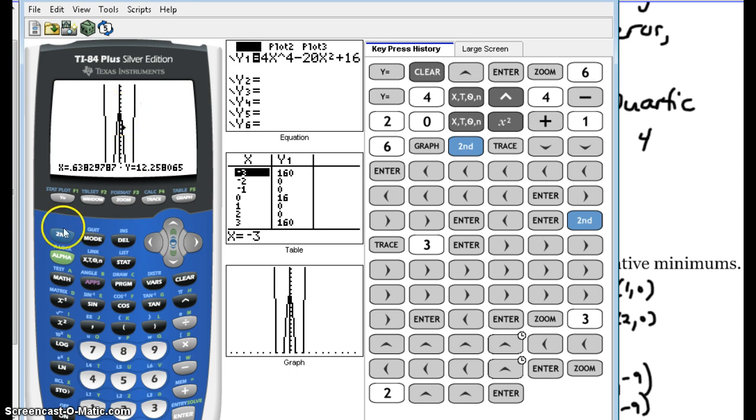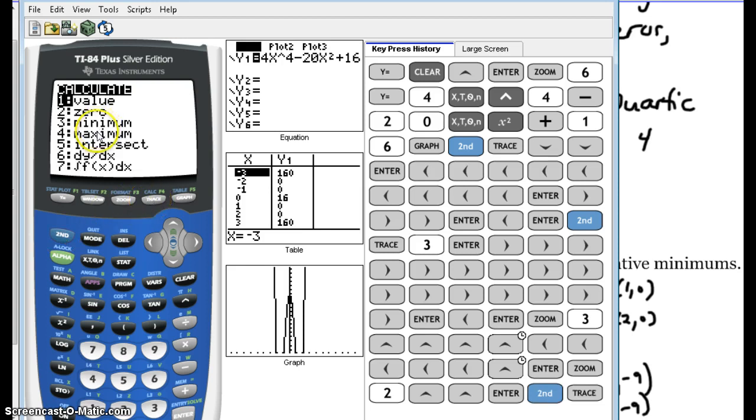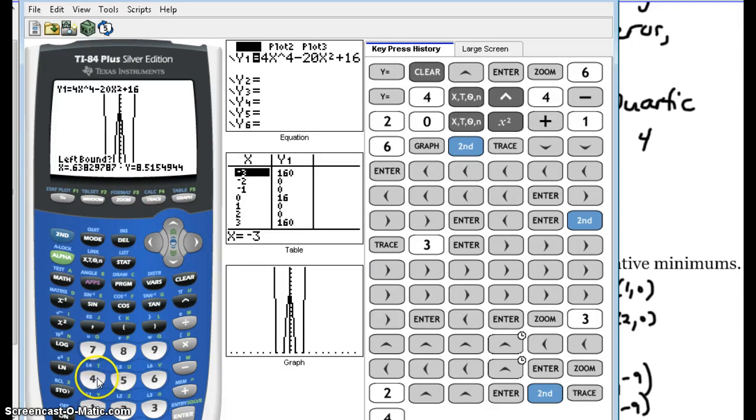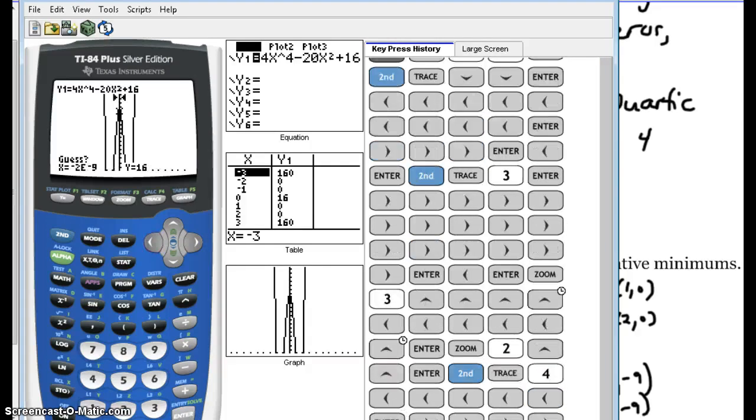So to find that, we'll run through the same steps, the second trace, and instead of hitting minimum, we'll hit maximum, so we'll hit number 4. Now it wants to know left bound and right bound again. Remember, always left to right. There's our maximum, so we'll bring the cursor over here for left. Okay, once you're on the left, you hit enter, then you move it past the maximum and to the right and hit enter, and then guess by putting it next to the maximum and then hit enter. I'm glad this came up this way.